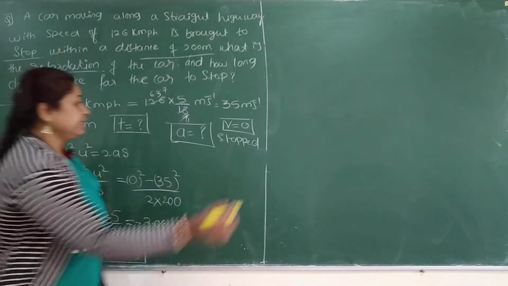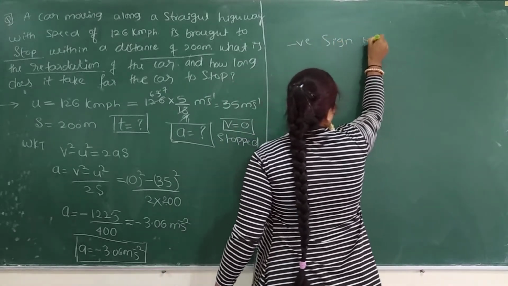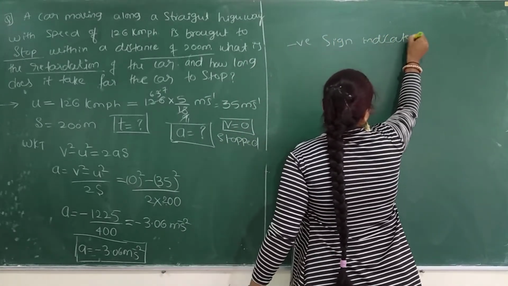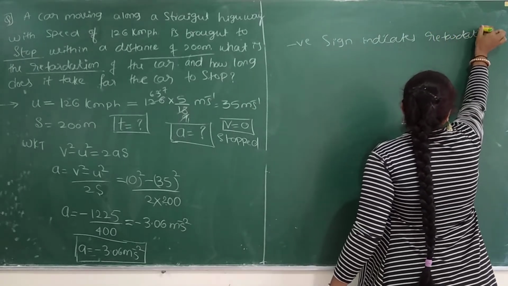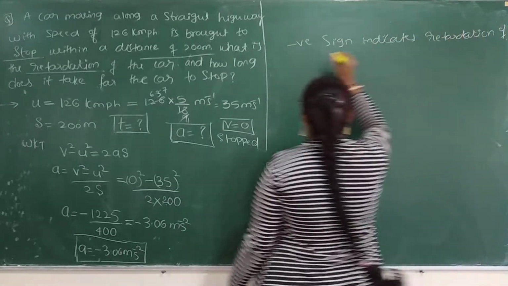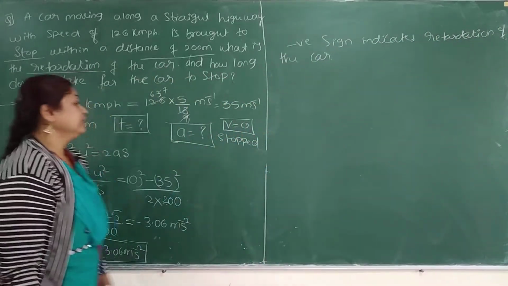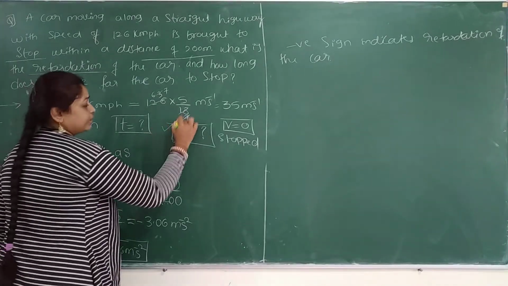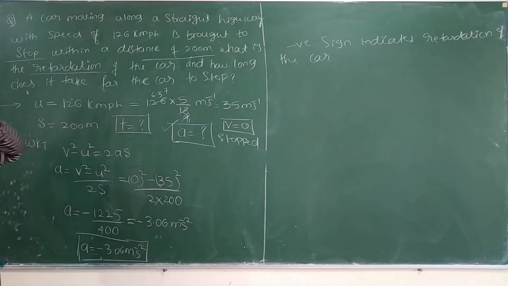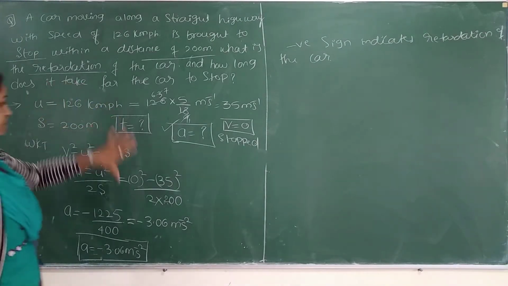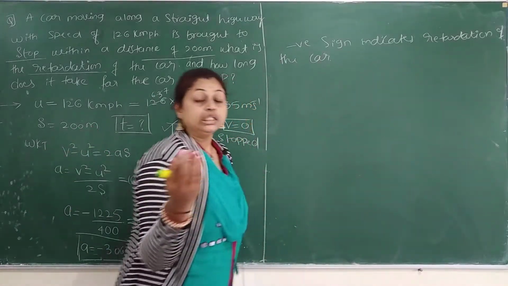Here, what does the negative sign indicate? The negative sign indicates retardation of the car. The first one you have calculated. Now, second thing, time you have to calculate. How to calculate the time? From these given data you can apply, since distance is given, go for the third equation of motion.